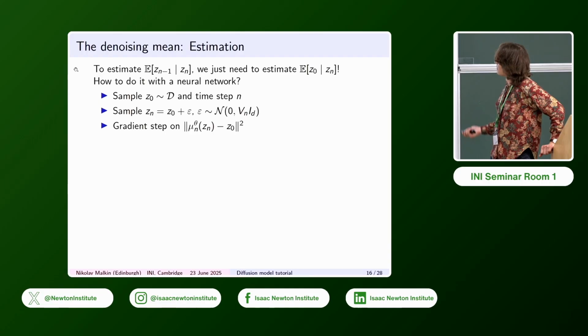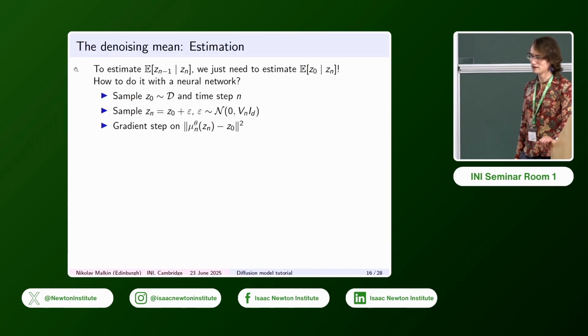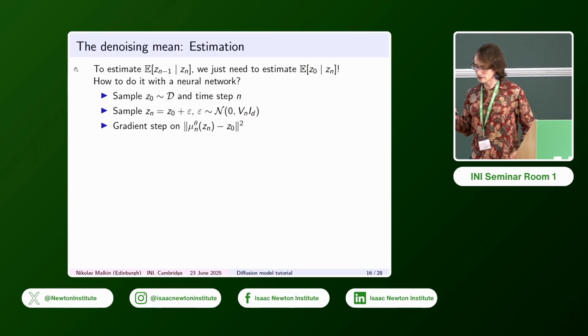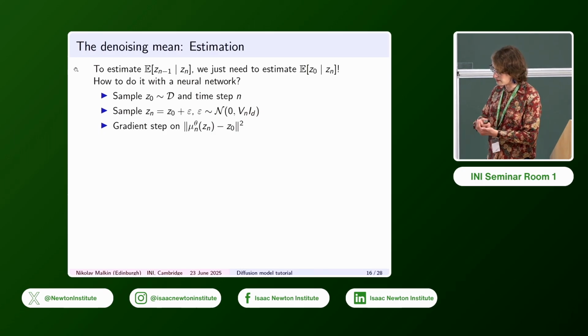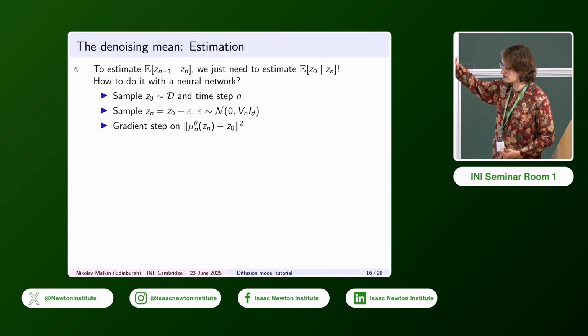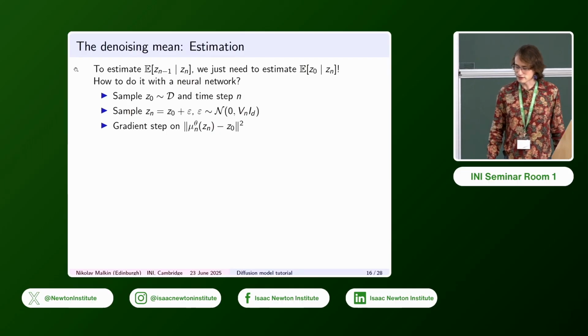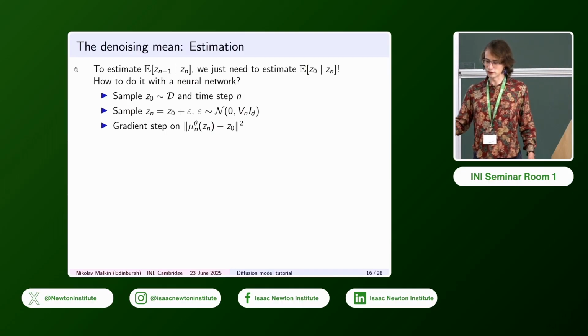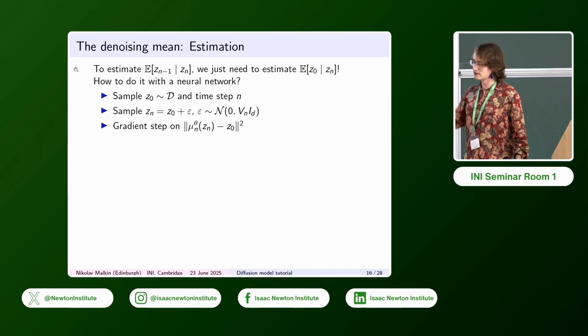Right, so the takeaway is we just need to estimate the expected Z0 given Zn. And that's easy to do. We get the simplified training algorithm. So rather than sampling a chain of latents and maximizing the stepwise log likelihood, we can just do this. Sample Z0 from the dataset, sample Zn by adding the right amount of total noise, and then just regress to the original Z0.